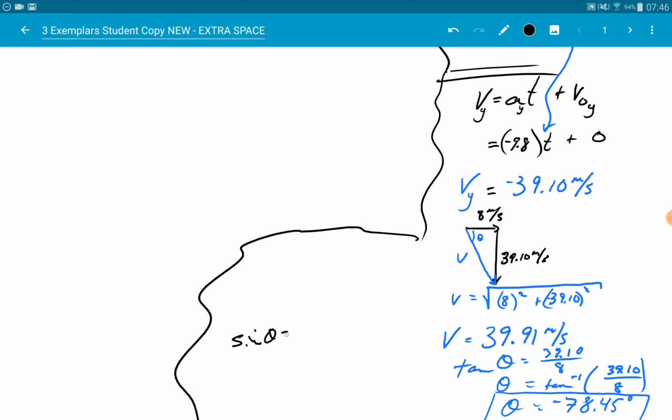So let's do the sine of theta, and that's going to be equal to my 39.10 over the hypotenuse there, which is the 39.91. I do inverse sine again, and I'm not going to write that one out. I'm assuming that you can do that one by now. I'm punching that into my calculator, using stored values. I stored the other 39.91 as well. And boom, lo and behold, I get the exact same value, negative 78.45 degrees. Cool.